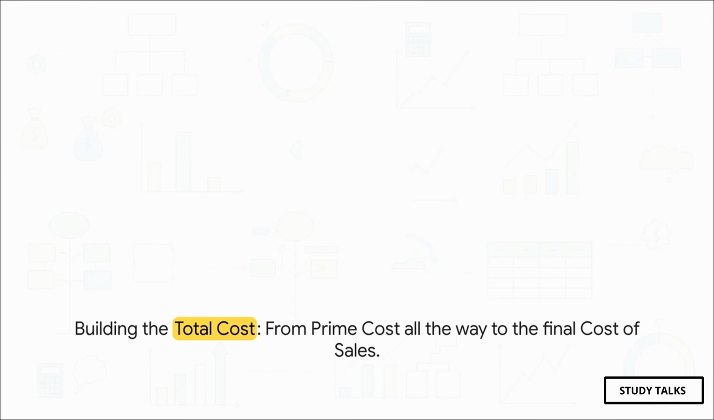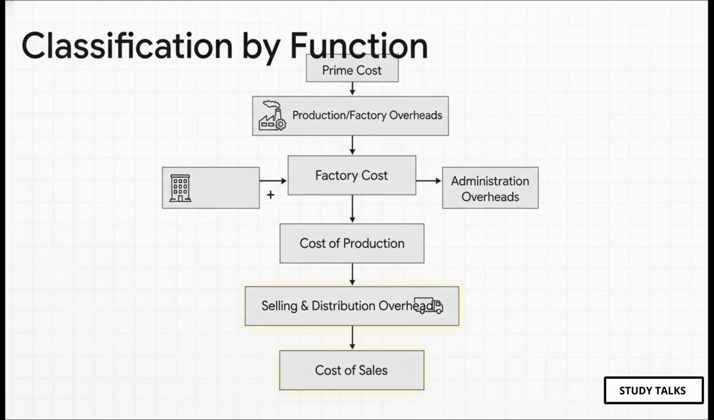Okay, so once we have our prime cost, that's our foundation. From there, we start stacking on the overheads, and we do it in a very specific order, based on their function. We keep adding these layers until we get all the way to our final cost of sales. This right here is classification by function. It's a logical journey. First, on top of prime cost, you add all your production or factory overheads. Think factory rent, the supervisor's salary. That total gives you your factory cost.